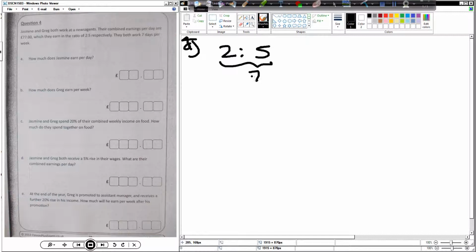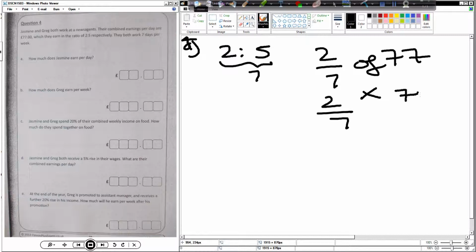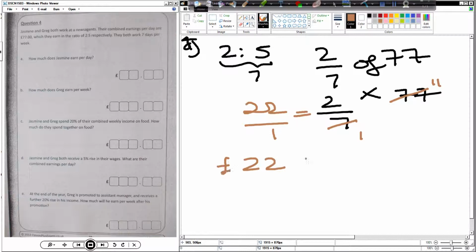And we know that Jasmine earns 2 of those parts. So she earns 2/7 of the total of 77. "Of" in mathematics means times. So 2 over 7 times by 77. Now when we deal with this, we can cancel it down. Divide that by 7, divide that by 7. So that gives us 2 times by 11 is 22 over 1. Okay. So that will give us £22. So Jasmine earns £22 per day. That's question 4A.